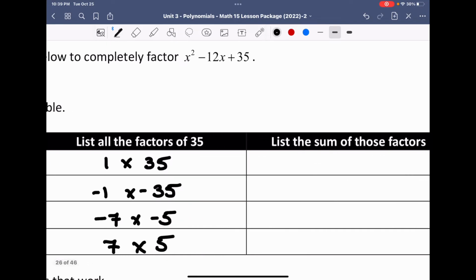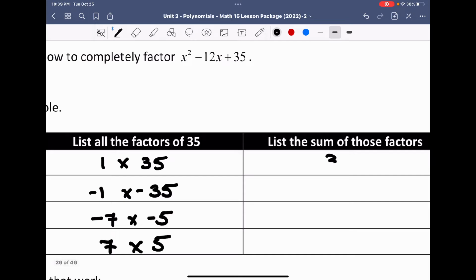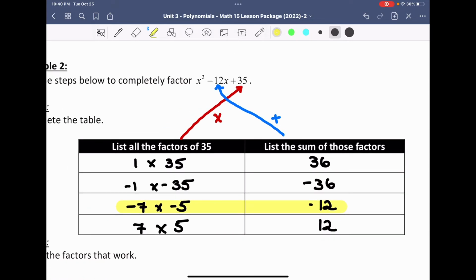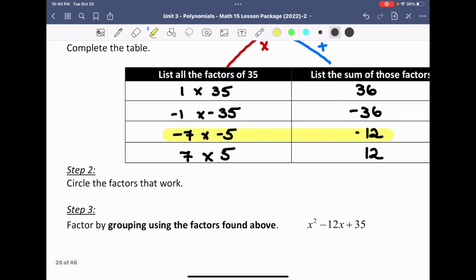Now, let's list the sum of these numbers. Well, 1 plus 35 is 36. Negative 1 plus negative 35 is negative 36. Negative 7 minus 5 is negative 12. And finally, 7 plus 5 is 12. Now remember, the whole point was we wanted to figure out what multiplies to make the outside number and what adds to make the middle number. If this is true, we need to add to make negative 12, meaning my factors are going to be from this column. It is negative 7 and negative 5. So we've circled the factors that work.